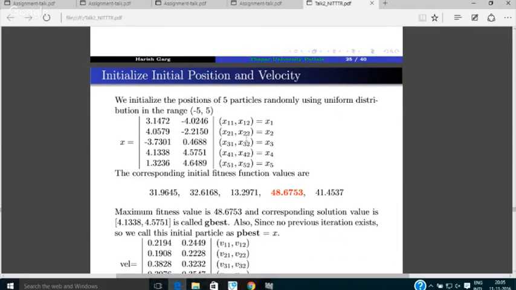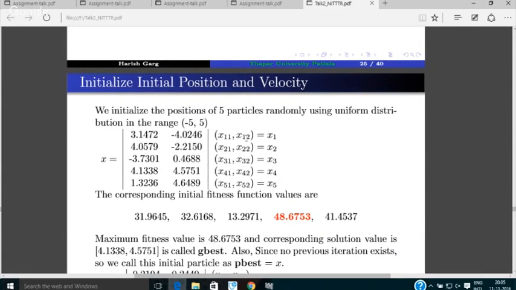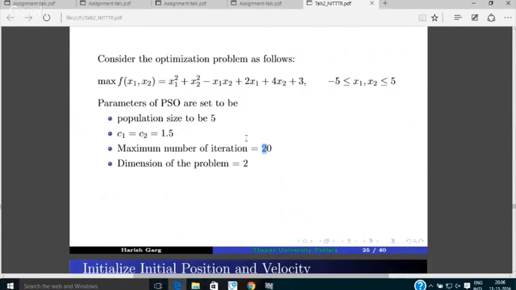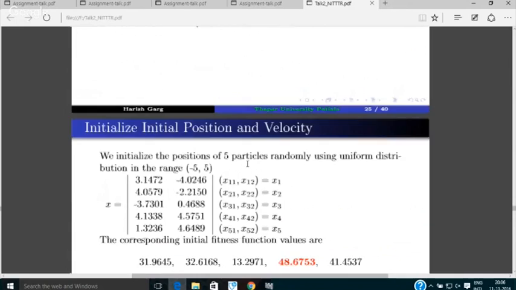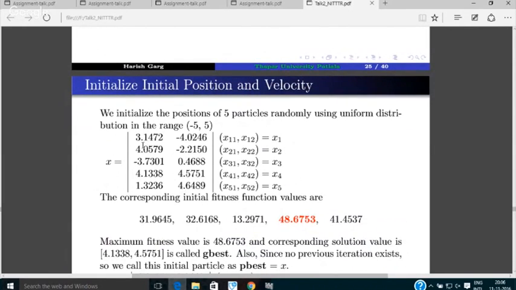Now the dimension of the problem is 2, because there are two parameters, x1 and x2. The first step in our algorithm is to initialize the population, the initial value xi. Since my population size is 5 and the dimension is 2, the first column is for x1 and the second column, starting 3.1472, 4.0579, is for x2, with 5 rows. If you choose a population size of 50, then x is 50 cross 2. The first number is x11, the second is x12, and so on.